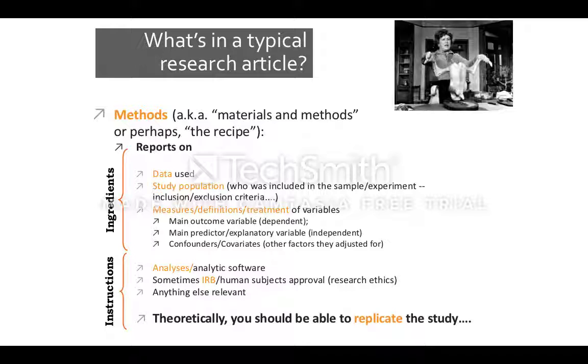The next ingredient is the study population. So who is included? And this should have information about the inclusion and exclusion criteria. And recruitment: how were people recruited, what kind of sampling was used, was it random sampling or non-random sampling? There should be information about the variables, so what variables were being analyzed, and how were the variables operationalized?